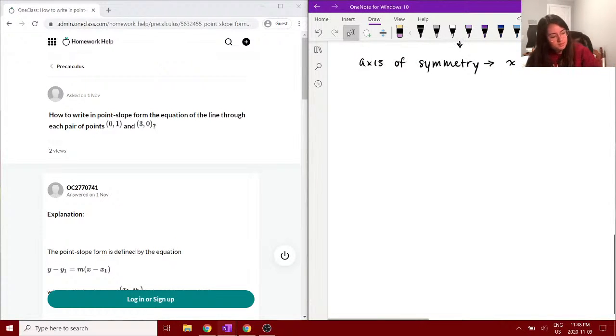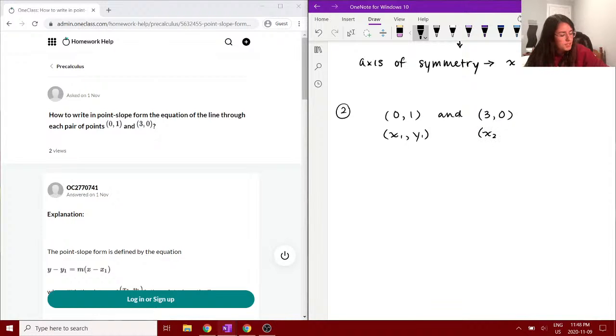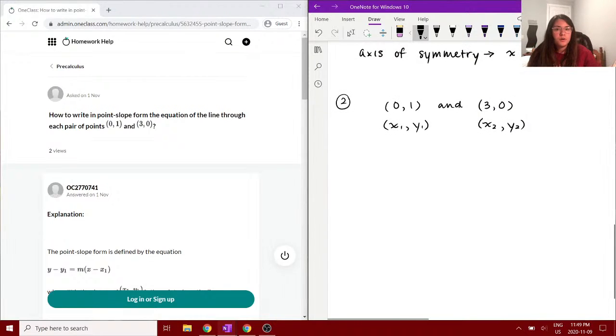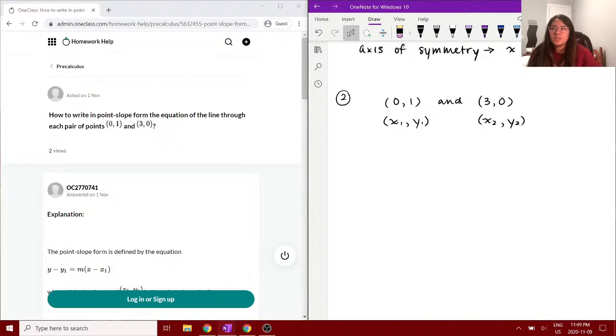Okay, our second question asks how to write in point-slope form the equation of a line through each pair of points. So the first set is 0, 1, and the second set is 3, 0. So I'll just write that 0, 1, and 3, 0. So this is x1, y1 for our first set, and the second set is x2, y2, just for future reference.